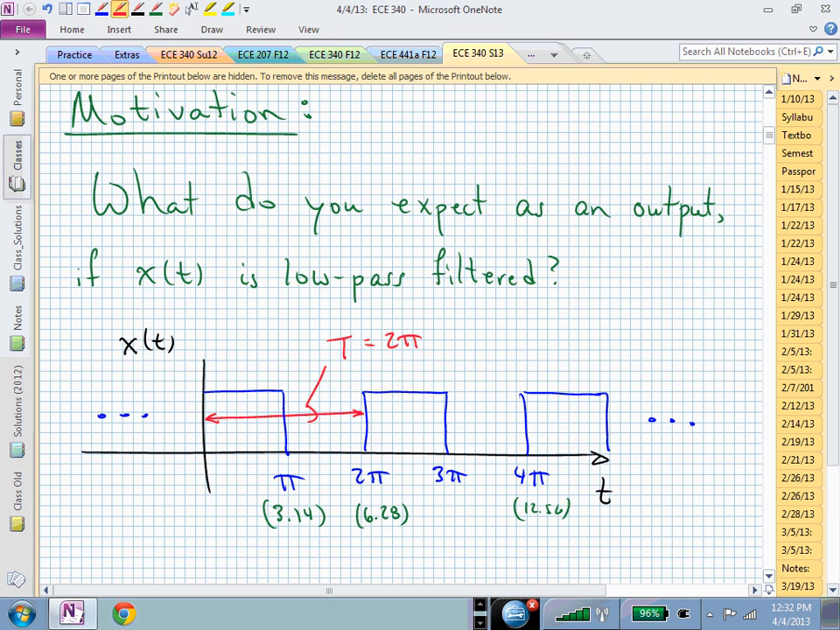That's a period of 2 pi, and if I now gave you this signal x of t and said, okay, apply this to a low-pass filter, what would you expect as the output? Do you have any feel for what this might do? Any insight, any intuition as to what might happen? Maybe I didn't do a fair enough job. Let's just say that's a 1.